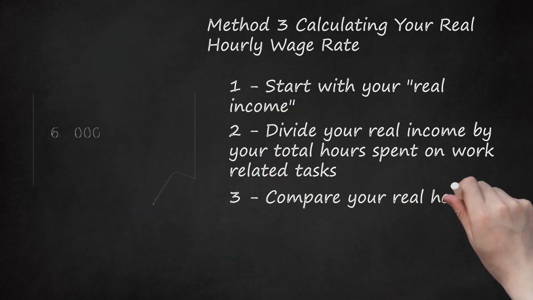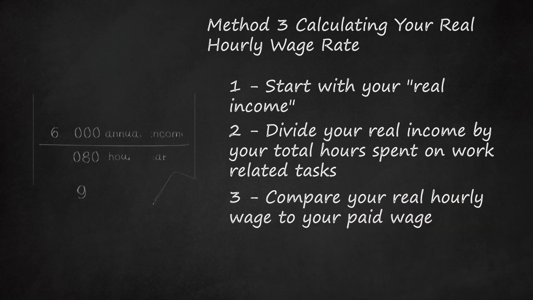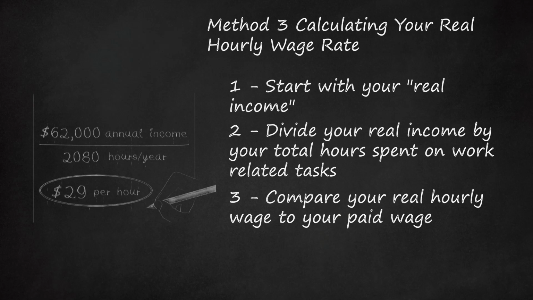3. Compare your real hourly wage to your paid wage. In this case, if your annual income was $62,000, and you work 40 hours per week, your paid wage would be $29 per hour. This is the amount it would say on your pay stub. When you factor in taxes, work-related expenses, and all the extra time you spend commuting and working at home, you can see that your real hourly wage is significantly less. A lower hourly wage means that things are relatively more expensive for you, and this can help you adjust your spending. You may be less inclined to spend $100 when you realize it equates to almost 10 hours of work as opposed to 3 or 4.